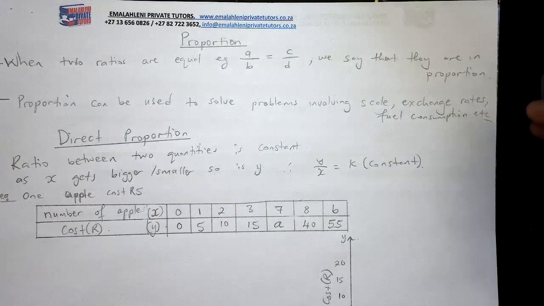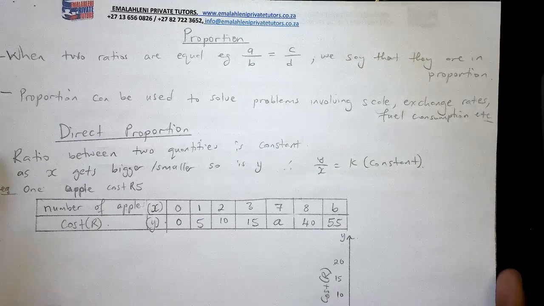So we need to know that for every 1 liter, you pay 17 rand 70 cents. Then 2 liters, you're going to pay double that. That's how it goes. There are two different proportions: you have direct proportion and indirect proportion. So let's see what we see when we're dealing with direct proportion.